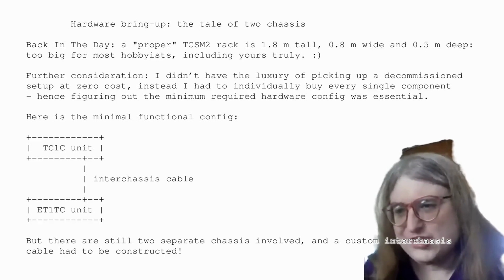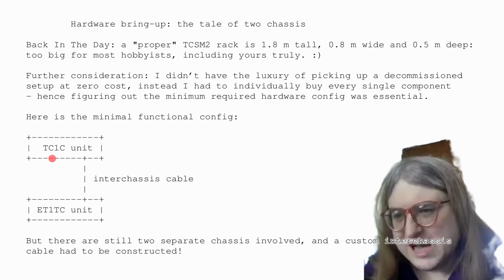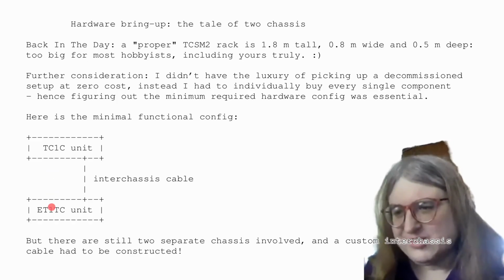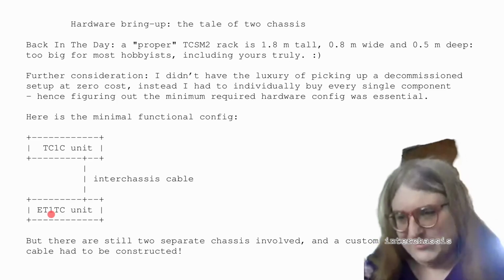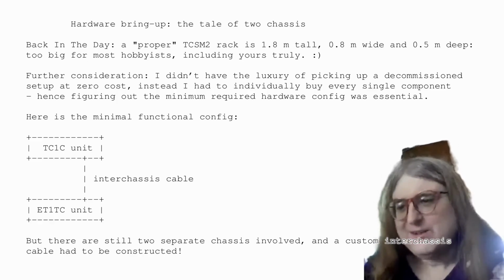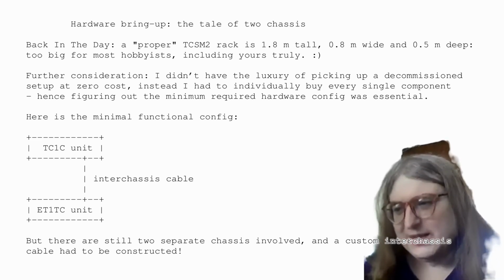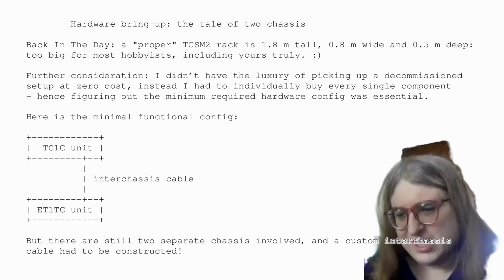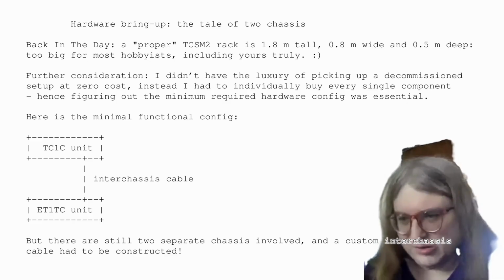From the documentation, I was able to figure out that essentially I need a minimum of 2 chassis. I need one chassis of this type, they call it TC1C, and another chassis of this type, ET1TC, and the interchassis cable between them. In practical terms, that means from a surplus dealer, I had to buy the empty TC1C chassis, just the empty box, plus all the cards that go into it. And you'll see what they are in a moment. And then I had to get a separate chassis, the ET1TC. Again, I had to buy the empty chassis and then buy the exchange terminal module that goes into it.